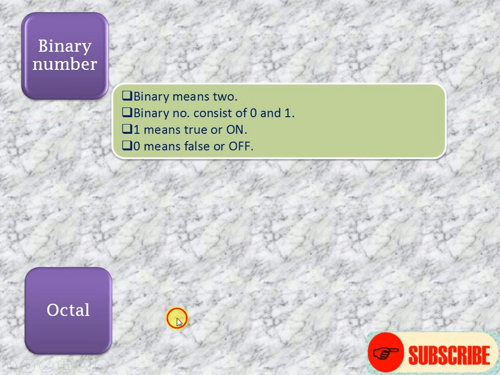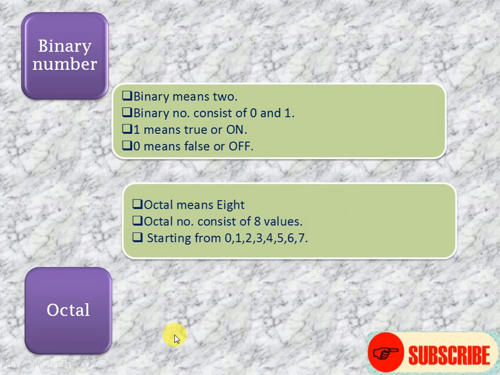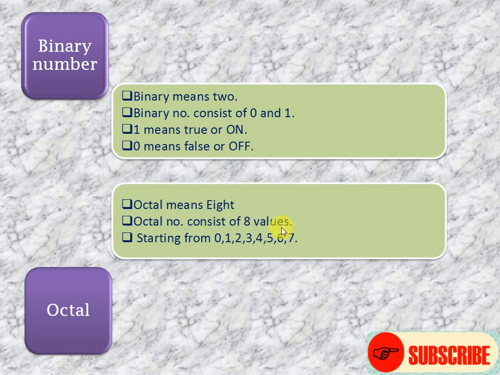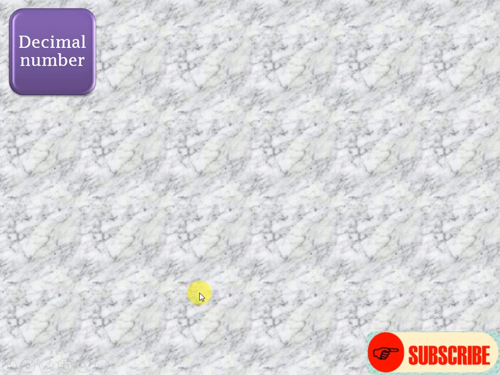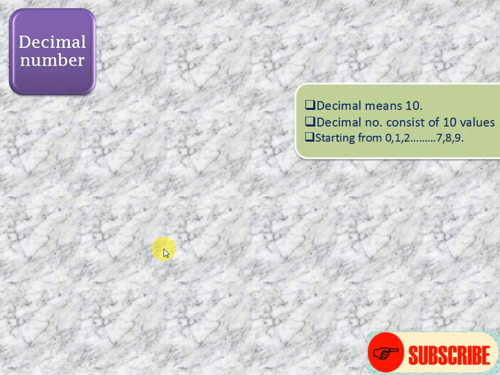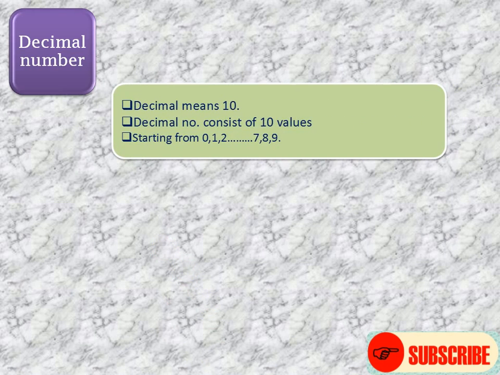Second is octal. So octal means 8. Octal number consists of 8 values starting from 0 to 7. So 0 to 7 there are 8 numbers. Next is decimal number system. Decimal means 10. Decimal number consists of 10 values, again starting from 0 till 9. So 0 to 9 there are 10 values in decimal number system.